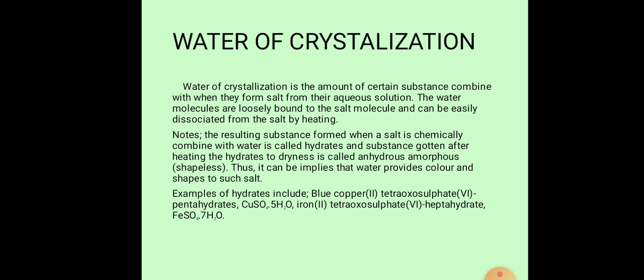The substance gotten when this hydrated substance is heated to dryness, that is, when the water which is loosely bound to the salt is heated off, the residue or aftermath substance gotten is called anhydrous or amorphous, that is a shapeless substance. This implies that water of crystallization found in salt provides two major properties to the salt. One, it gives the salt color, and two, it gives the salt a particular shape.